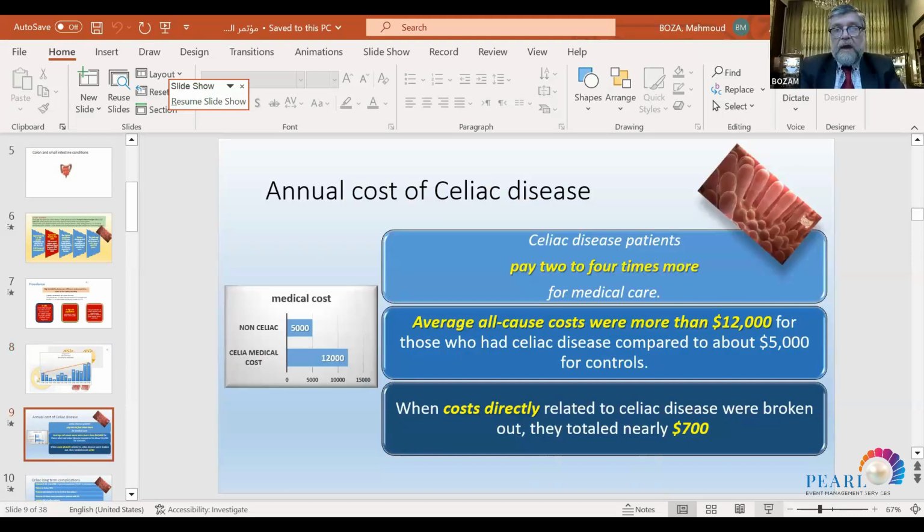The annual cost of celiac disease is very high. Celiac disease patients pay 2 to 4 times more for medical care. The average overall costs were more than $12,000 for each patient with celiac disease, compared with $5,000 for non-celiac patients. In addition to that, they pay direct costs like food, around $1,000 per year.